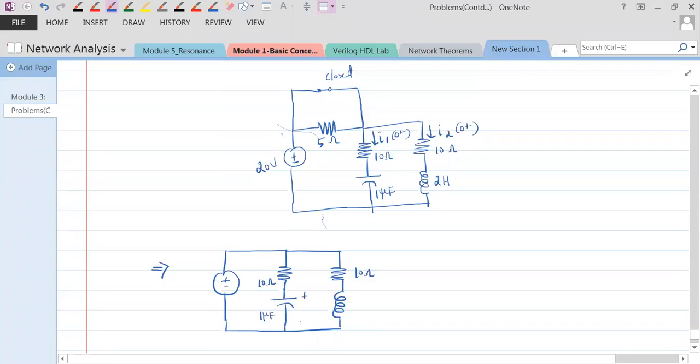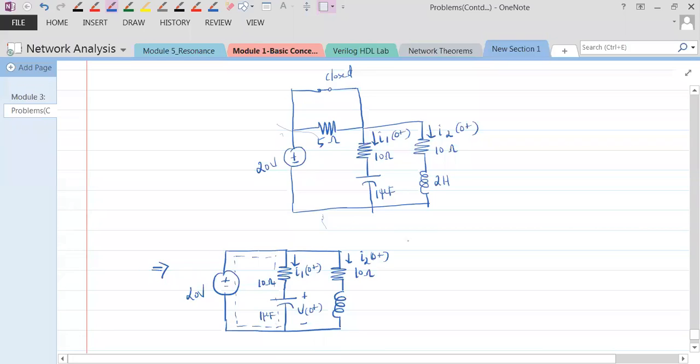What is dropping across this? V of 0 plus is dropping, and what's flowing here? It is I2 of 0 plus, and what's flowing here? I1 of 0 plus. I need I1 of 0 plus. So how can we do that? See, you go with this path, or mesh 1, you can say.